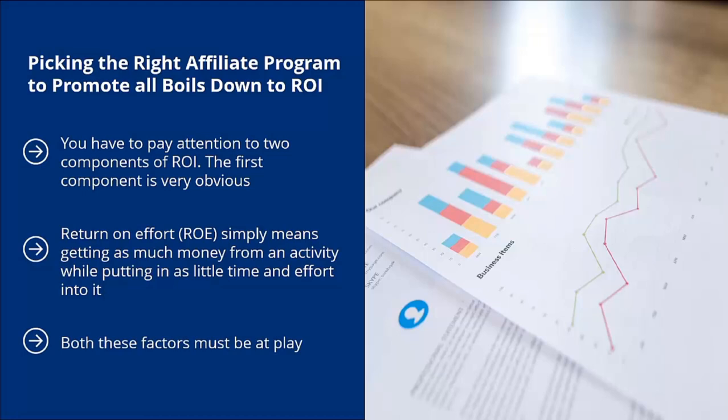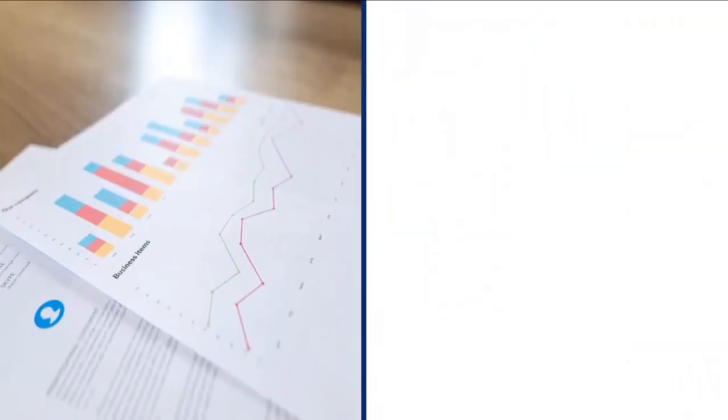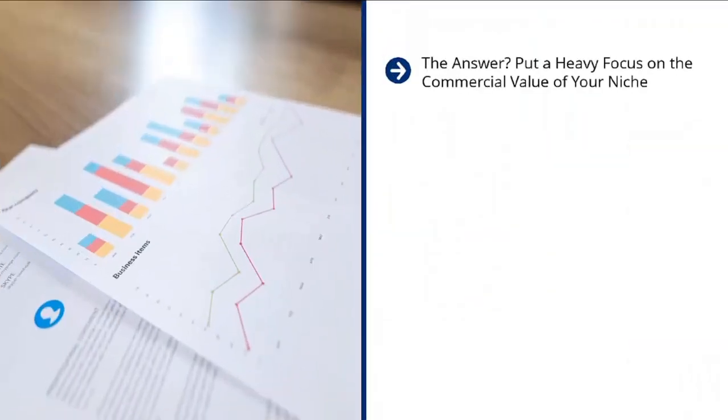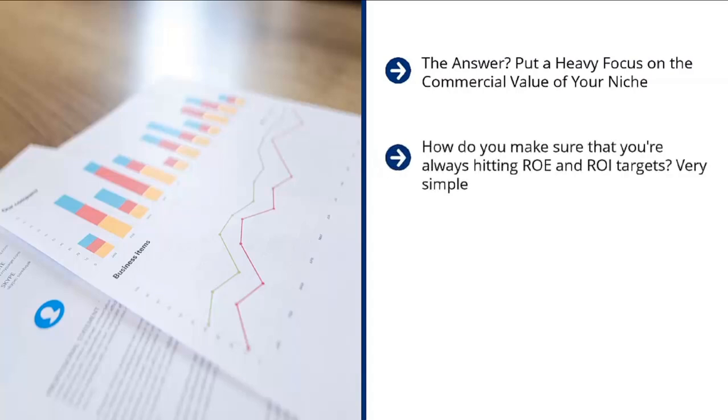Both these factors must be at play. You always have to constantly filter all your affiliate marketing decisions through these principles. Otherwise, you're not going to make much money in this game. The answer? Put a heavy focus on the commercial value of your niche. How do you make sure that you're always hitting ROE and ROI targets?